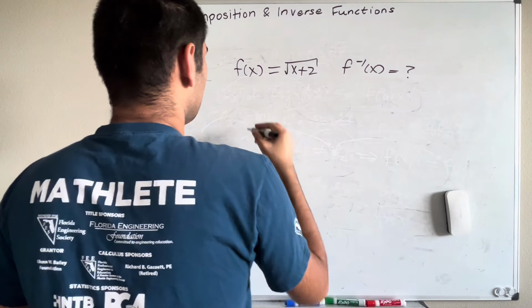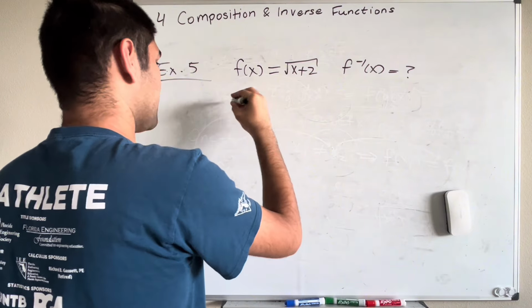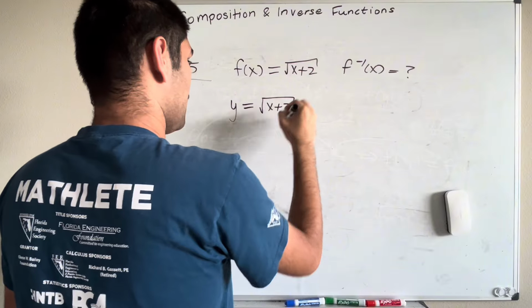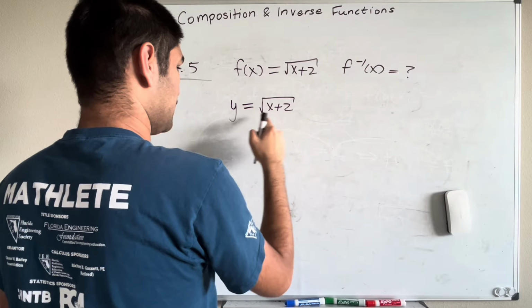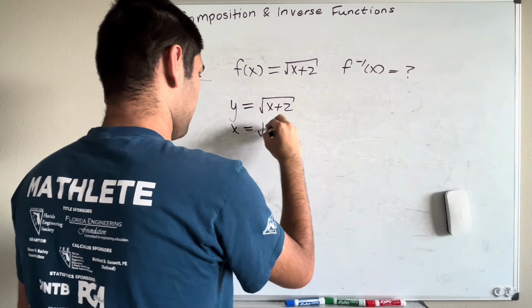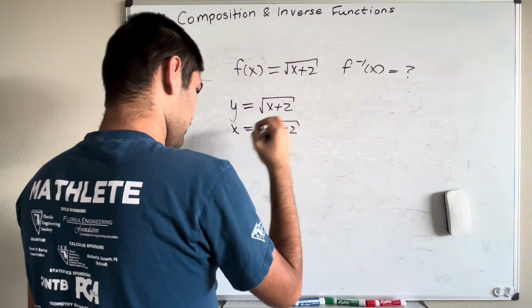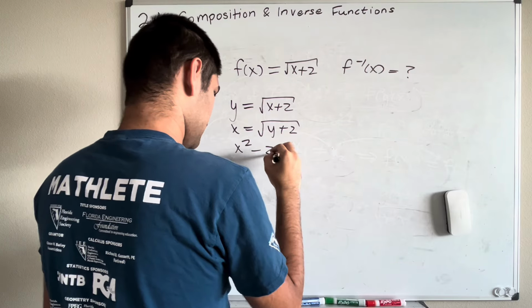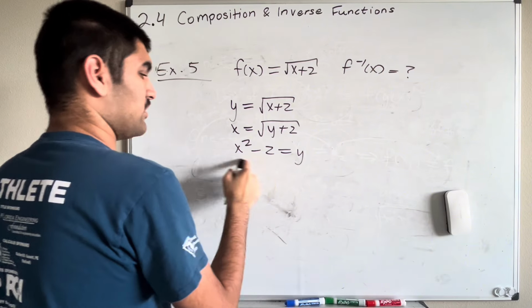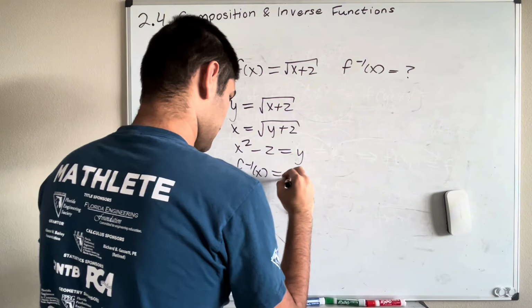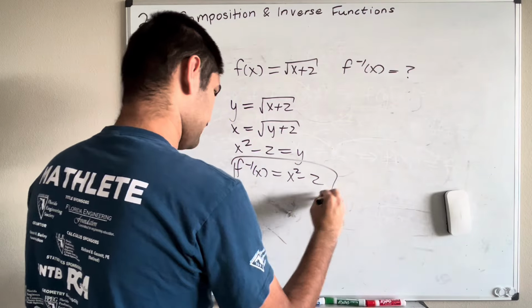And so then what you have to do is basically take f of x and replace it with y. So you just change this to y equals the square root of x plus 2. And then switch input and output, so switch x and y. So x is equal to the square root of y plus 2. And then from here solve for y. So you square both sides, subtract 2. So this is our inverse function, x squared minus 2. So f inverse of x is equal to x squared minus 2.